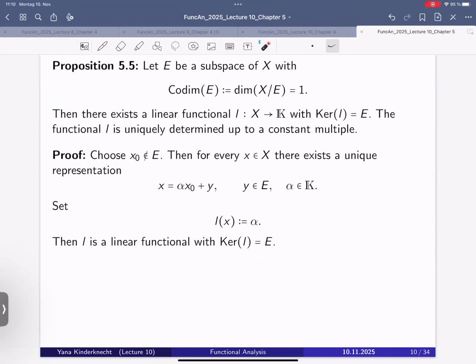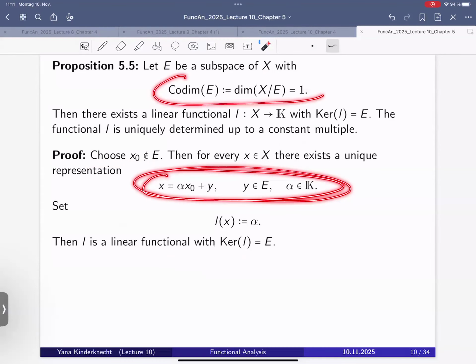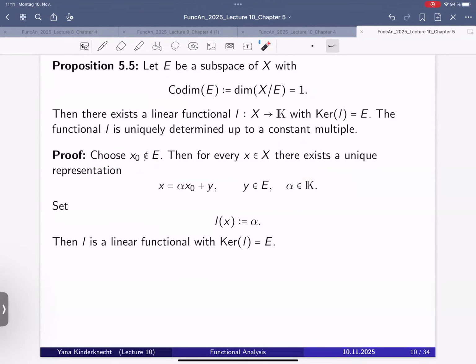So proof. We choose any element x0, which is not an element of this E. Since E is not the whole space X, there is an element outside E. And then for every x in X, there exists a unique representation like this, due to this statement, as we have just presented in the previous proposition. So we have this representation.